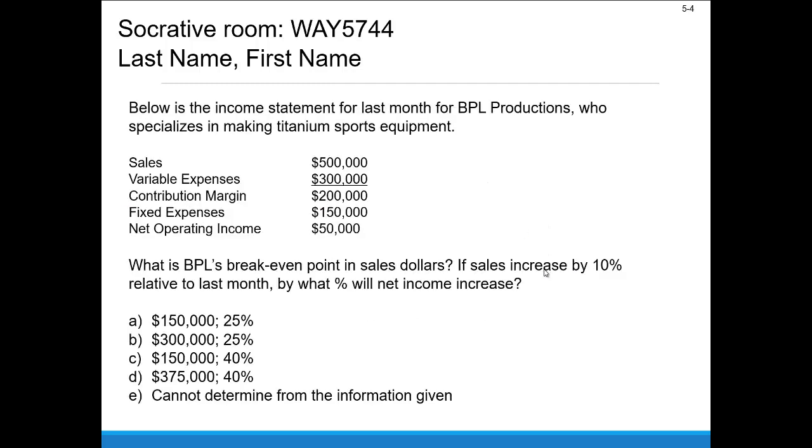Okay, next up here, below is the income statement for last month for BPL Productions, who specializes in making some sports equipment. So we've got the contribution format income statement again. What is BPL's break-even point in sales dollars? And then if sales increase by 10% relative to last month, by what percent will net income increase? Again, pause the video, work through that, and then come back for the solution.